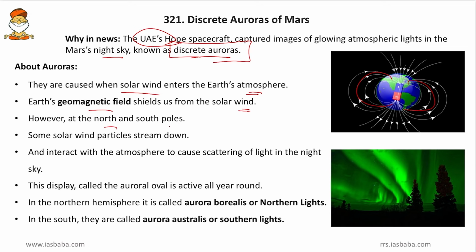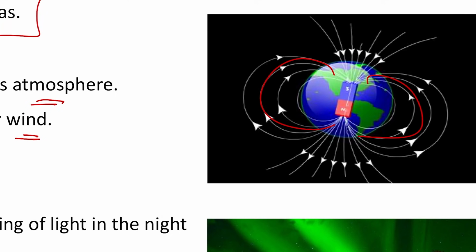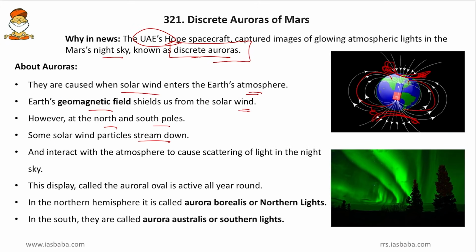However, at the north and south poles, these solar winds stream down and enter the atmosphere somehow. We know that in the geomagnetic field of the Earth, these parts are weak because there are fewer magnetic lines. So in these areas, the solar winds will enter the Earth's atmosphere, and thereby they interact with the atmosphere to cause scattering of light in the night sky. This display is called the auroral oval. It will be in an oval shape like this, that is why it is called the auroral oval. And these ovals will appear all year round. In the northern hemisphere, these are called the aurora borealis or the northern lights, and in the south, they are called aurora australis or the southern lights.